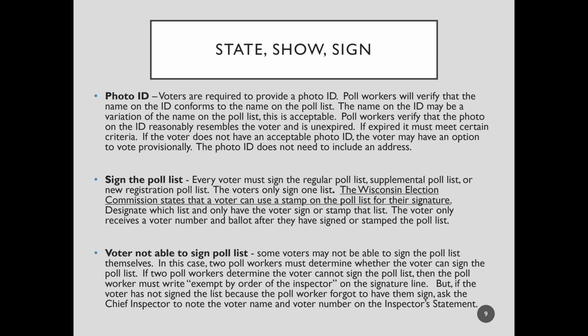Voter not able to sign the poll list. Some voters may not be able to sign the poll list themselves. In this case, two poll workers must determine whether the voter can sign. If the poll workers determine the voter cannot sign, then the poll workers must write "exempt by order of inspector" on the signature line. But if the voter has not signed the list because the poll workers forgot to have them sign, ask the chief inspector to note the name and number of the voter in the inspector statement.